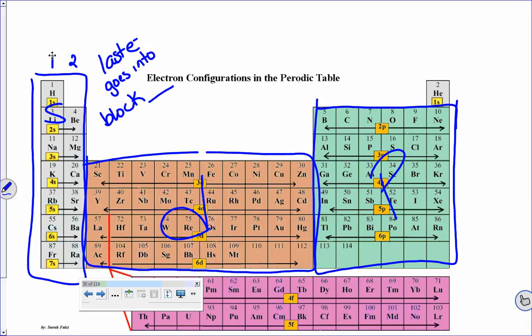We also have down here what's called the F block. We don't deal with those a ton, but those are really big atoms that do have their last electron put into an F sublevel.